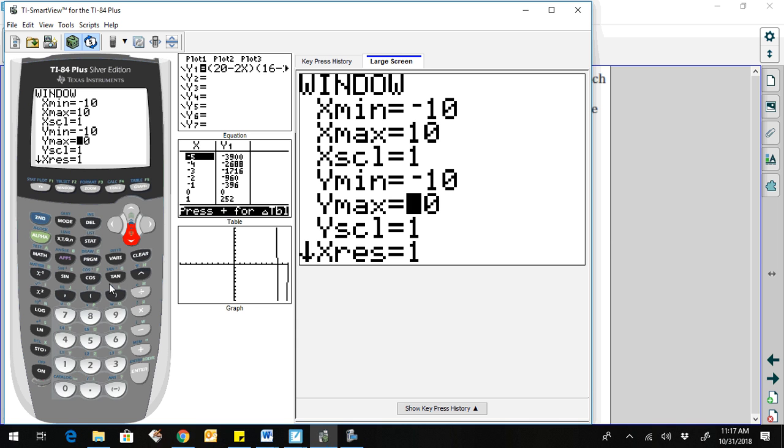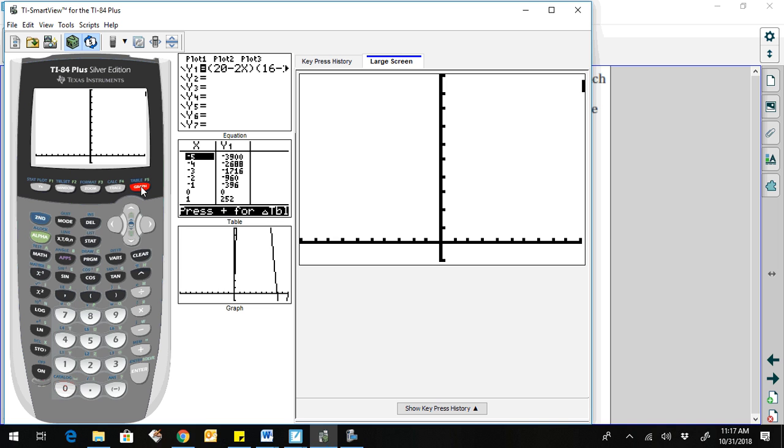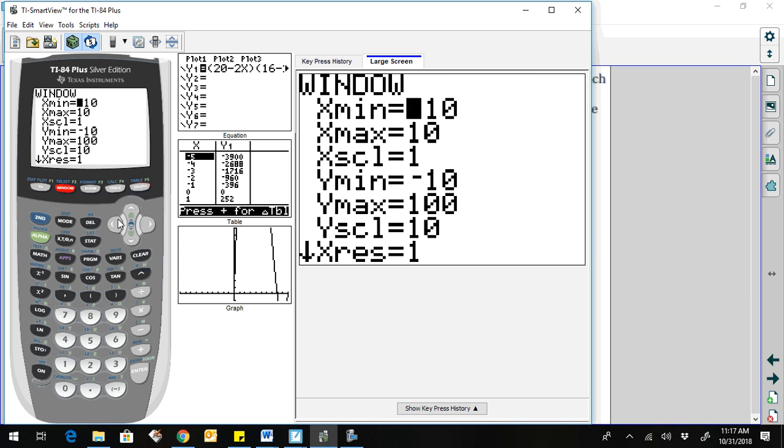Because I'm trying to look for my maximum volume. So maybe I'll go to like 100. Now when I change my y max to 100, I want to change my scale to about 10, so I won't have all those lines in between. So let's graph it and see what it looks like. Okay, so I can see a little bit more of it. It seems that I need to go a little bit higher, a little bit lower, maybe a little bit more to the right. So let's change that.